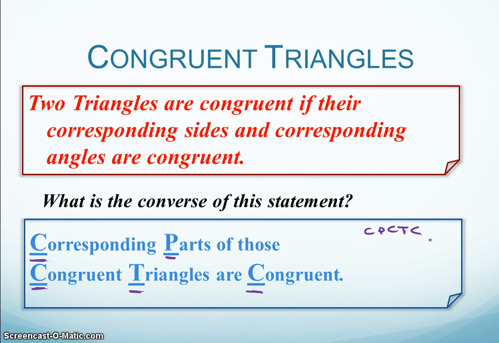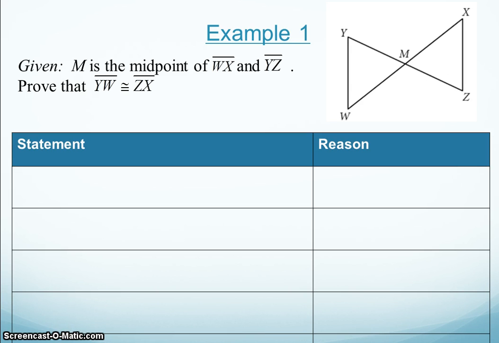CPCTC. So what that means, if you have a triangle over here that's congruent to triangle over here, and those angles are congruent, and those angles are congruent, and those angles are congruent. If these two triangles are congruent, then the corresponding parts are congruent, which is pretty much what we've already known. So what this is useful for is when we're trying to prove things such as this.